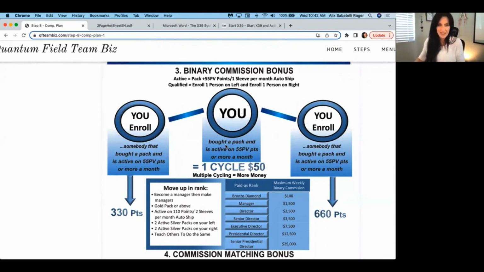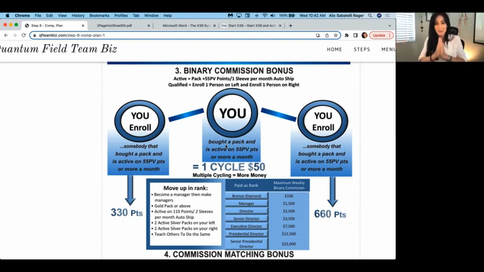We build 2 teams. This is a binary commission program. I love this program. I had been in another company where it was just so confusing in so many different levels and so many different qualifications. With this, it's 2 teams. You're building 2 teams. That's it.